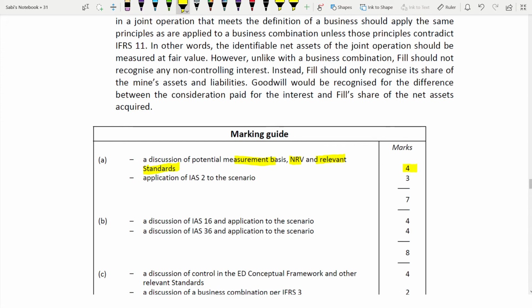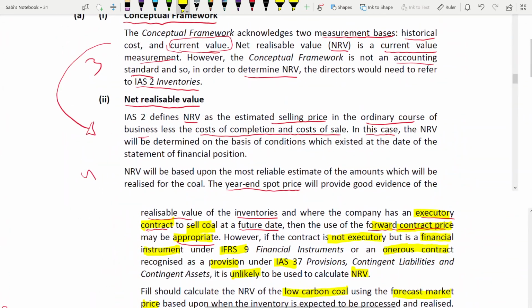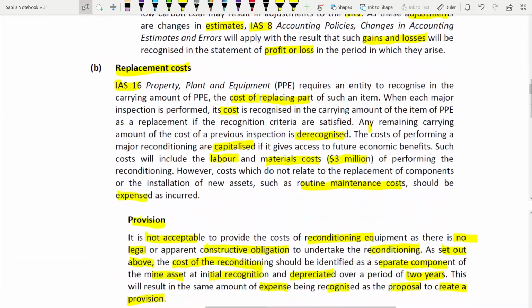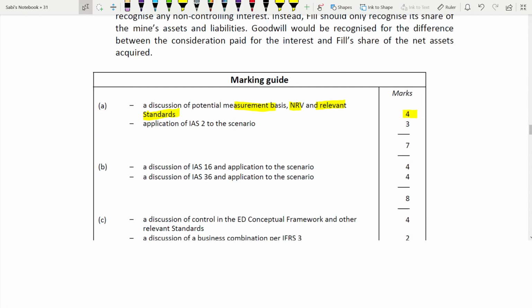For example, we use so many standards for that. IAS 37. Then we mentioned, what was that? I don't remember actually. I forgot part A. Okay. Yes, it was IFRS 9. So whatever standard is there for that, 4 marks, and application of IAS to the scenario is just 3 marks. Okay, 4 3.